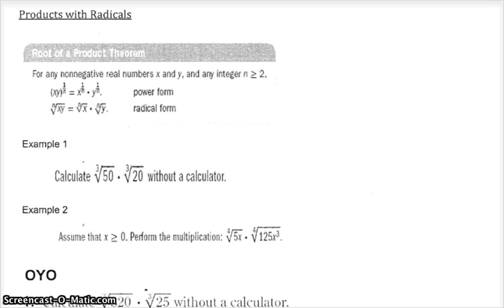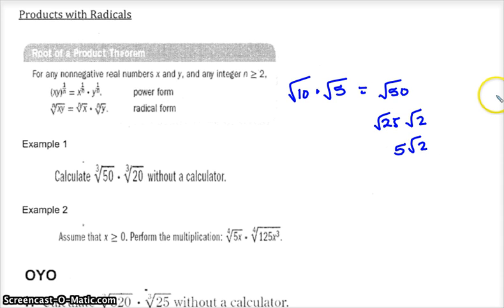Okay, on the top of the page we notice that we can multiply radicals together as long as they're with the same root. So you'll know that when I have the square root of 10 times the square root of 5, that can be the square root of 50. I can also break that down as the square root of 25 times the square root of 2, which becomes 5 root 2. So it's possible to manipulate the radical symbols as long as we're talking about the same root.